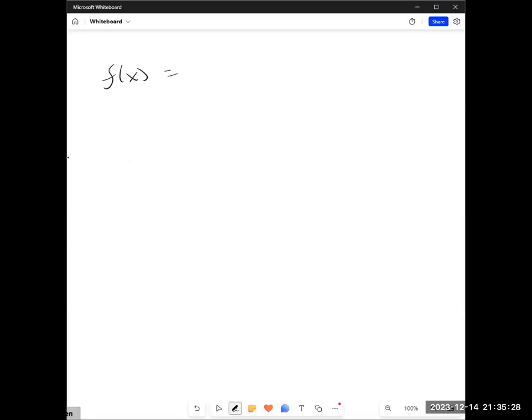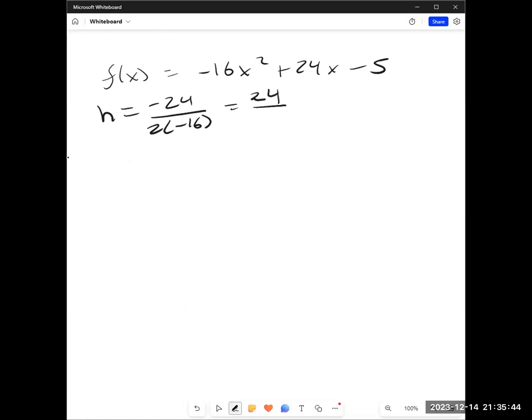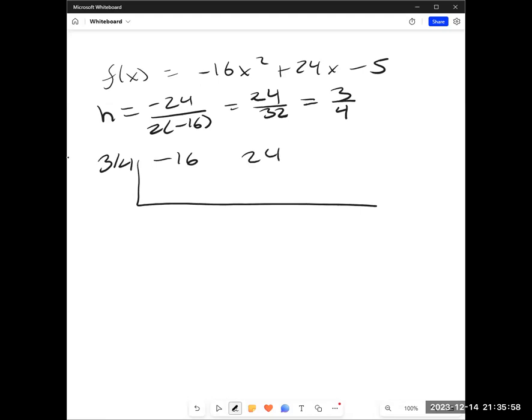Okay. Our next problem is negative 16x squared plus 24x minus 5. So negative b over 2a is 24 over 32, which is 3/4. So I'm going to put 3/4 on the outside. Negative 16, 24, negative 5.